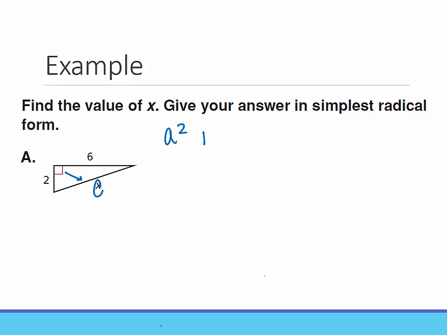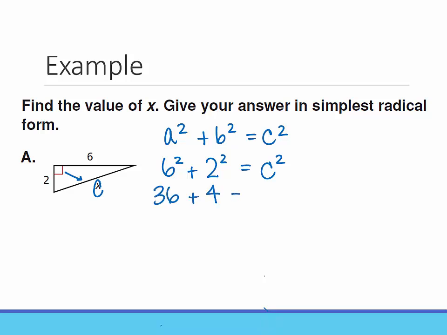So if we have A squared plus B squared equaling C squared, it doesn't matter which one we call A and which one we call B. They're both legs. So let's plug in 6 squared plus 2 squared has to be C squared. We get 36 plus 4, we get 40. And then to solve for this, we need to take the square root of both sides. So we end up with C equaling the square root of 40.